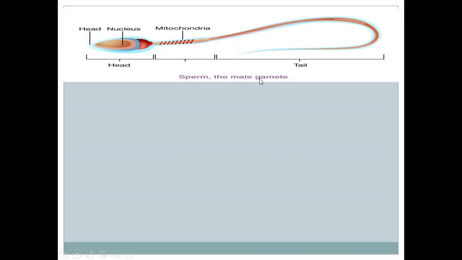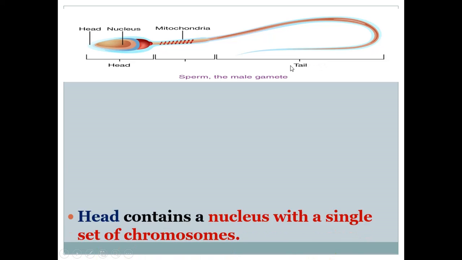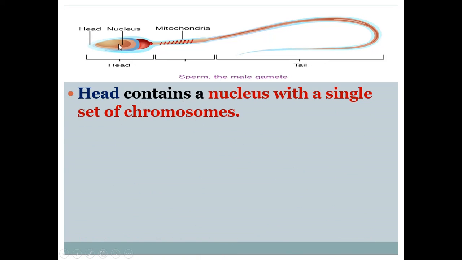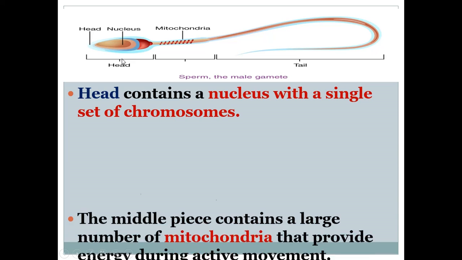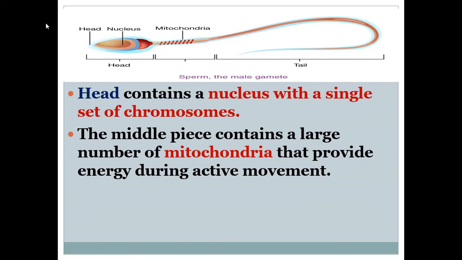The sperm is the male gamete. It contains a head with a nucleus, a middle piece, and a tail. The head contains a nucleus with a single set of chromosomes. The middle piece contains a large number of mitochondria that provide energy during active movement.